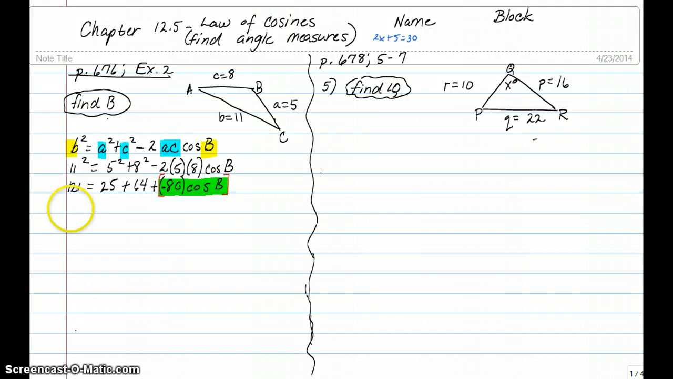So we have 121 equals 89 plus negative 80 cosine B. And again, I'm going to keep that in these brackets to keep it all together. So you're going to treat it like this: 2x plus 5 equals 30. The very first thing you do is subtract 5 to isolate the 2x, because your goal is to get to x, whereas here our goal is to get cosine B and then finally B. So we're going to subtract 89.